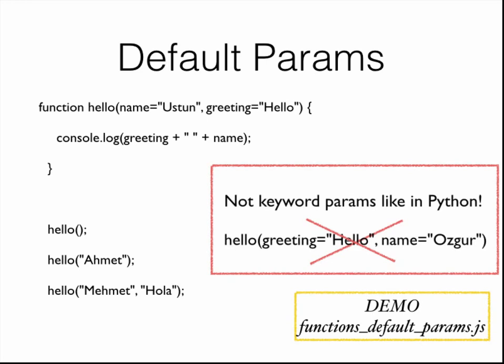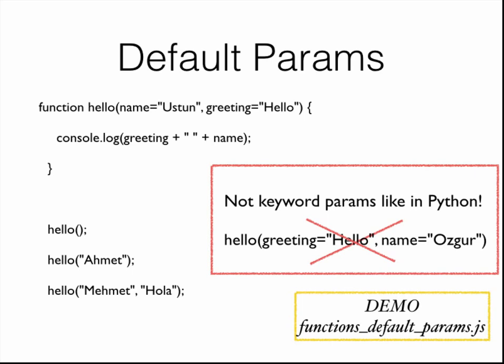For example, here I define a hello function. Name equals Üstün, greeting equals hello. So you'll see that if I don't pass anything for these arguments, they will get these default values. However, if I pass, for example, here I say hello Ahmet. So this means I'm overriding the default name parameter, but I'm not overriding the default parameter for greeting. Or here, hello Mehmet Ola, right? Here I will be overriding both of the default arguments. Okay, so this is very straightforward.